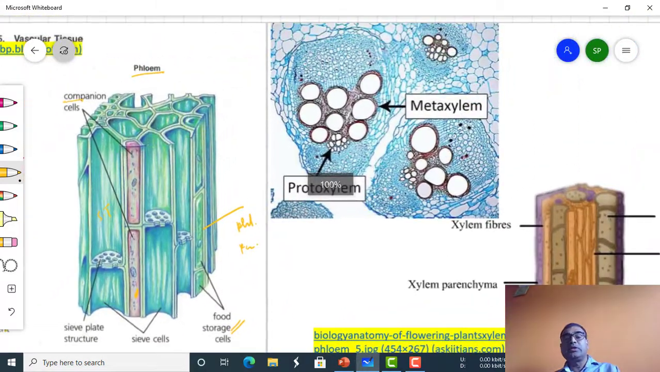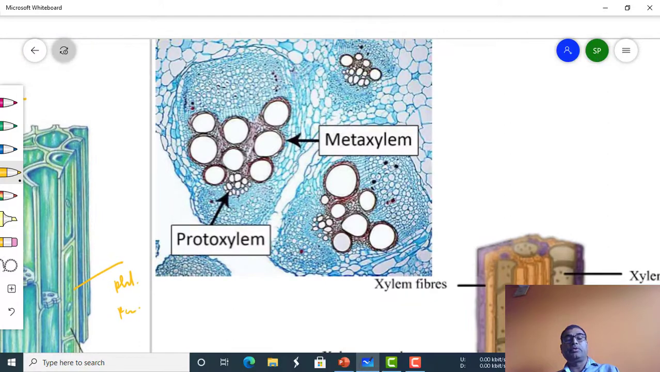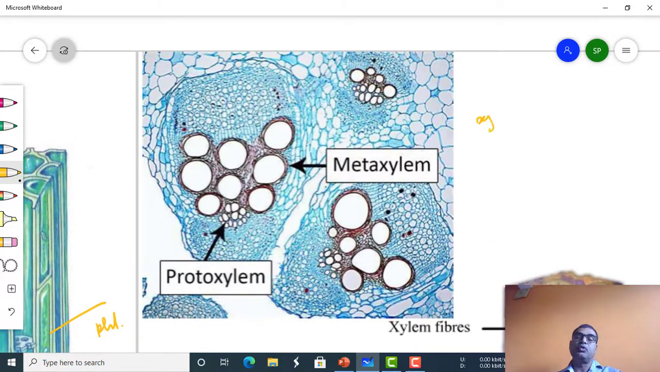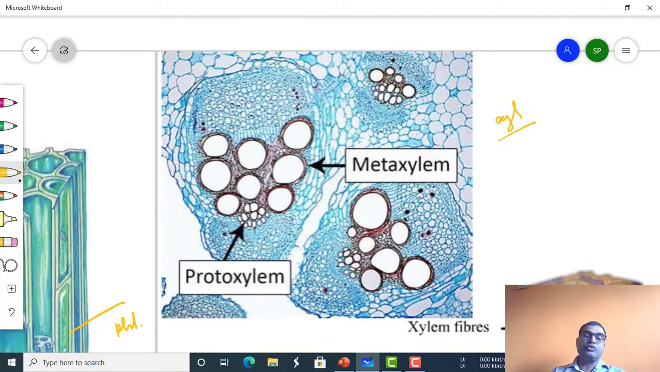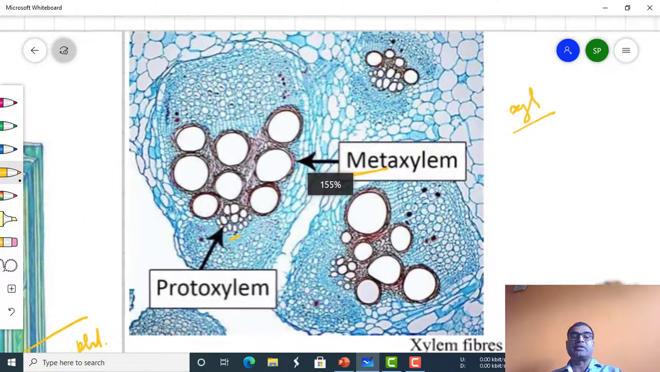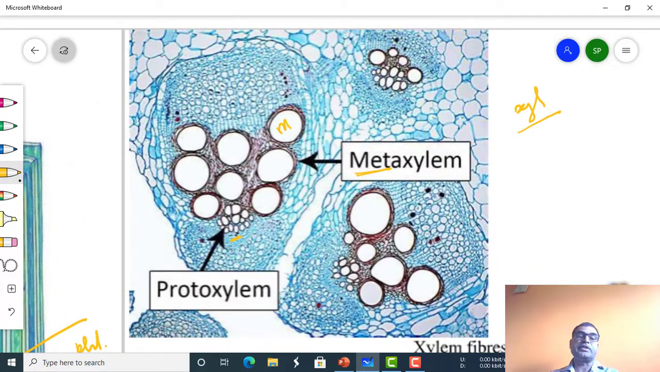Just see this figure of xylem, which is showing the protoxylem and metaxylem. Protoxylem are usually smaller in size, while metaxylem are larger in size. The first formed xylem is the protoxylem, and the latter one is the metaxylem. So, large vessels are present in the metaxylem, while the smaller ones are in the protoxylem. Here also this one is protoxylem, while these are the metaxylem.